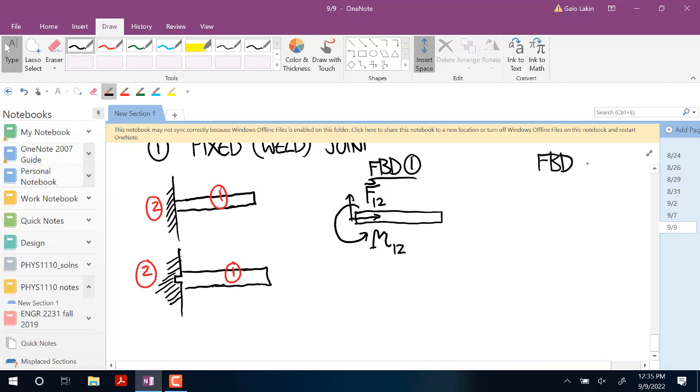And a free body diagram of body 2. There's a force vector that's the force on 2 by 1, and that's equal to negative F on 1 by 2. And then there's the couple M on 2 by 1, which is negative M on 1 by 2.